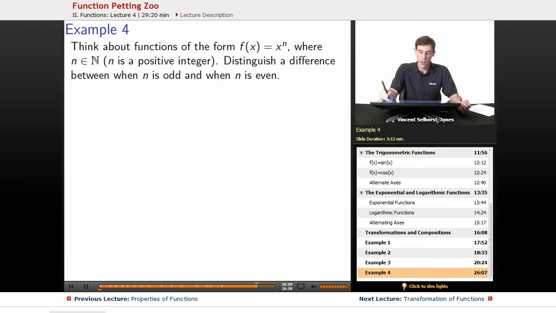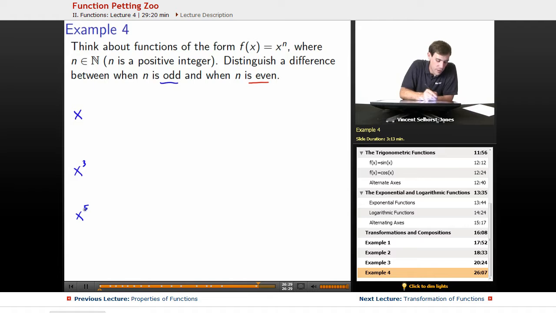Example 4. Think about functions of the form f of x equals x^n, where n is a positive integer. It's contained in the natural numbers. We distinguish the difference between when n is odd and when n is even. So let's look at some examples for when n is odd. So n is odd would be like x, or maybe x cubed, or x to the 5th.